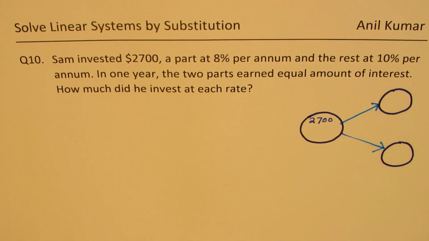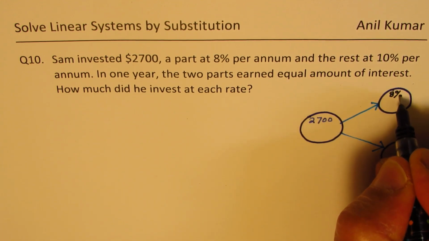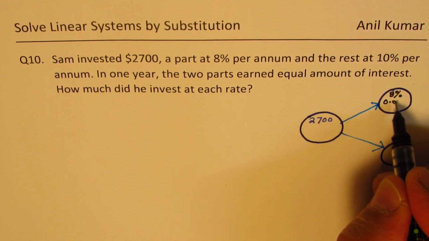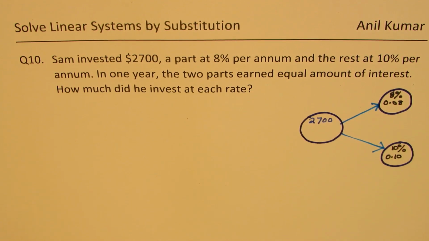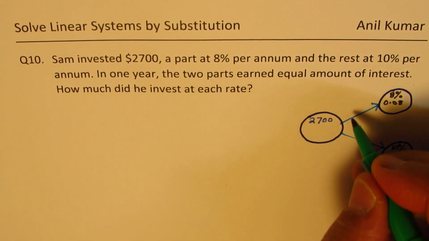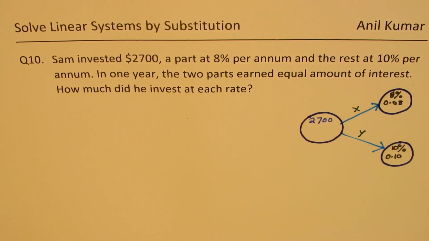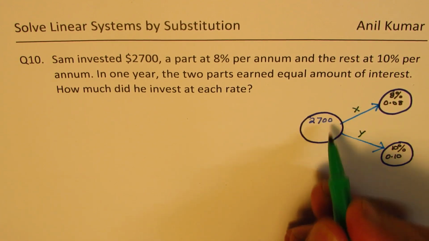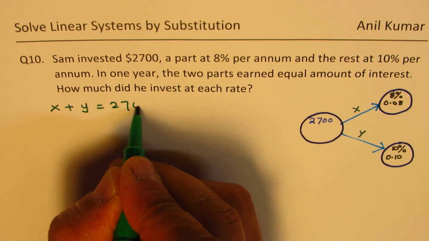So here there's one investment of 8% and the other one 10%. Is it okay? 8% we'll write 0.08 and 10% 0.10. We are actually interested in finding out the amounts X and Y which are invested in these. Right. So total is 2,700. So clearly X plus Y should be 2,700. So we get X plus Y equals 2,700.